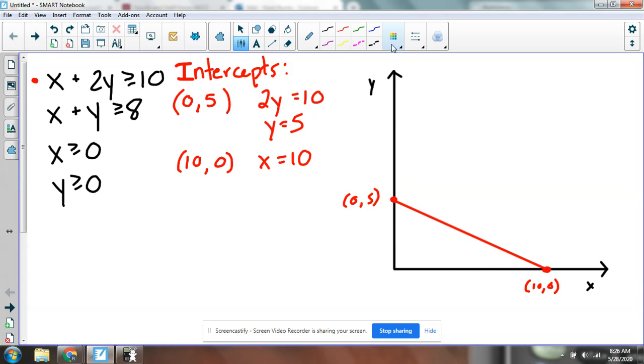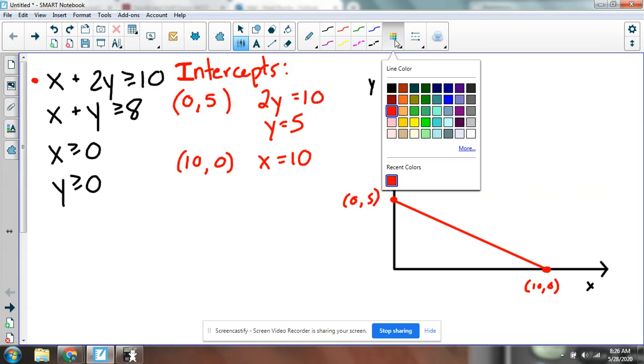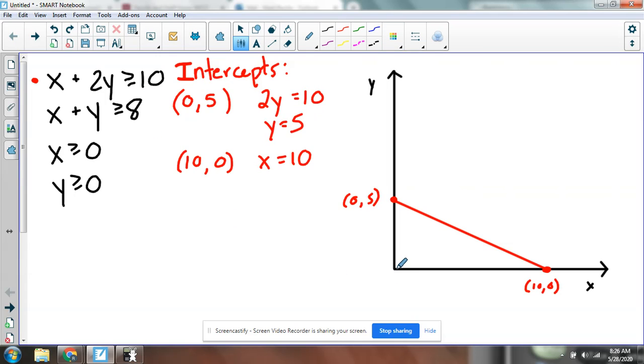And then I have to determine which side to shade. So I'm going to always use 0, 0 as a test point. It's just the most convenient. You can use any point you want, but it's just the most convenient. So if I plug 0 in for both of them, I get 0 plus 0 is greater than or equal to 10. That doesn't make sense. That's not a true statement. This is false.